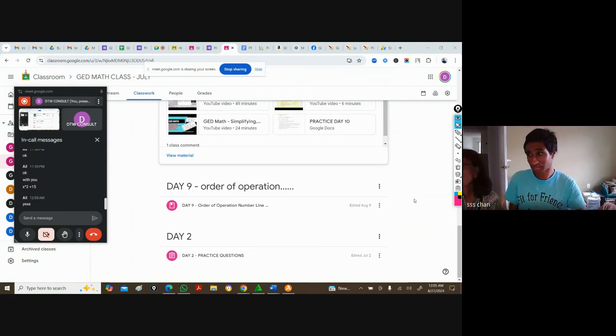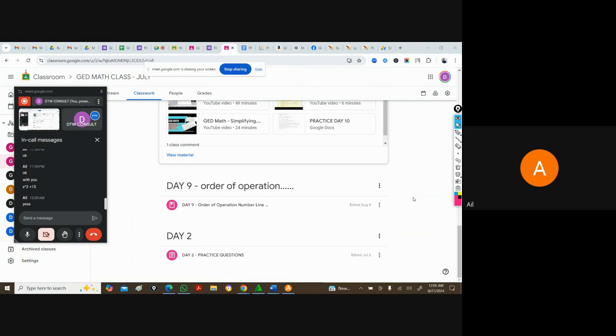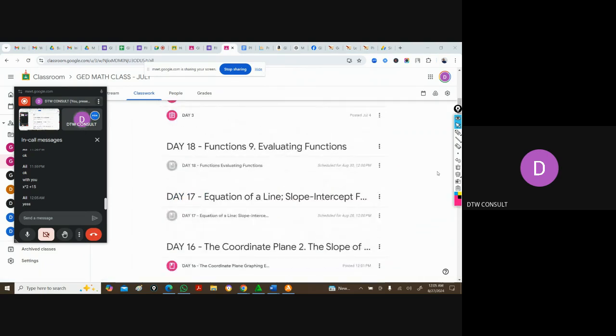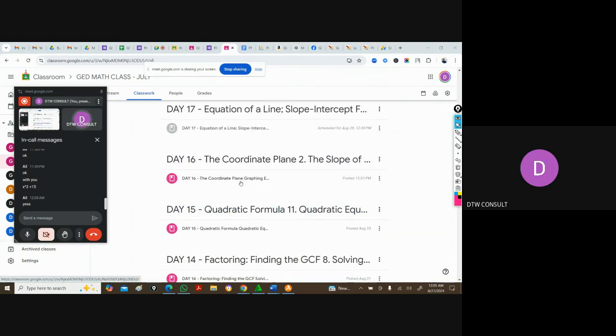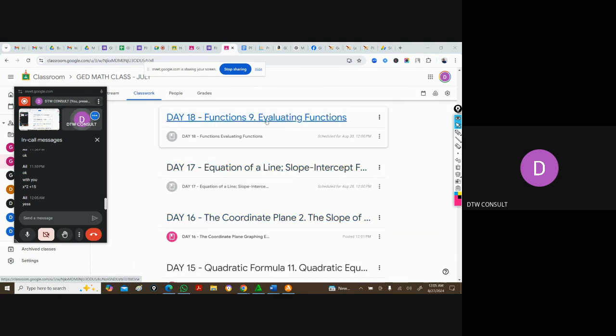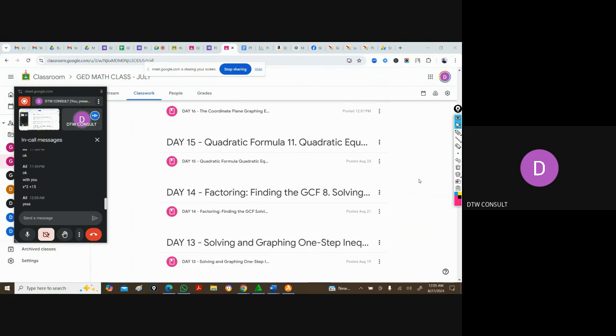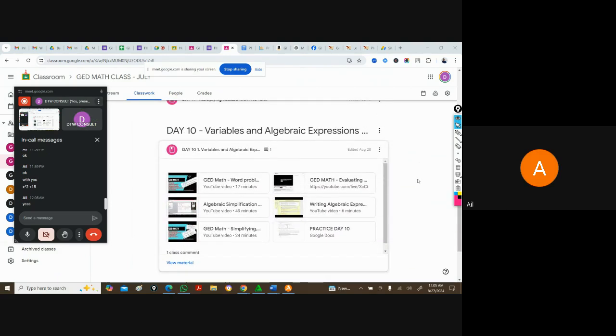Okay. I want to ask a question. Can you add graphs? Graphs? Yes, of course, we're getting to graphs and functions. Look at it here. That's day 16, it's already posted. Your coordinate plane is here. Your functions is day 18, it will be posted soon. Okay, thank you.